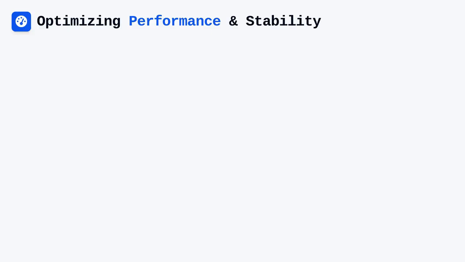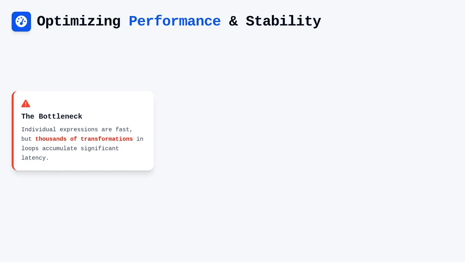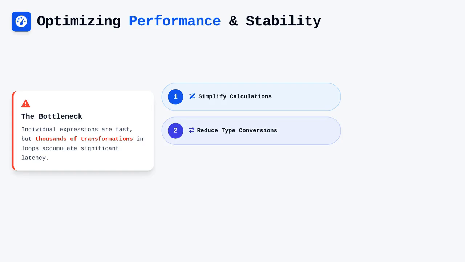Performance is another dimension that is frequently overlooked until it becomes a bottleneck in large-scale deployments. While individual expressions are typically processed in milliseconds, performing thousands of transformations within a loop can accumulate significant latency if those expressions are unnecessarily convoluted. Optimize your approach by keeping calculations simple and minimizing excessive type conversions inside high-frequency loops.